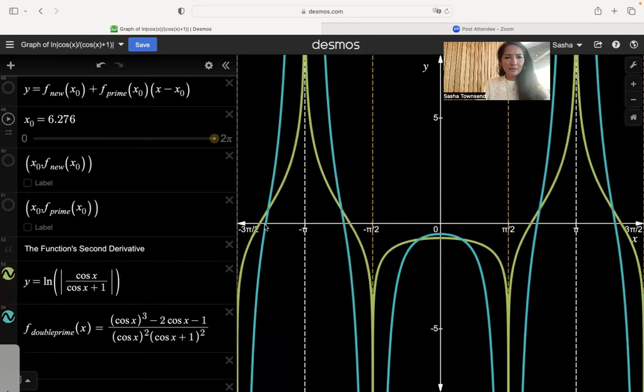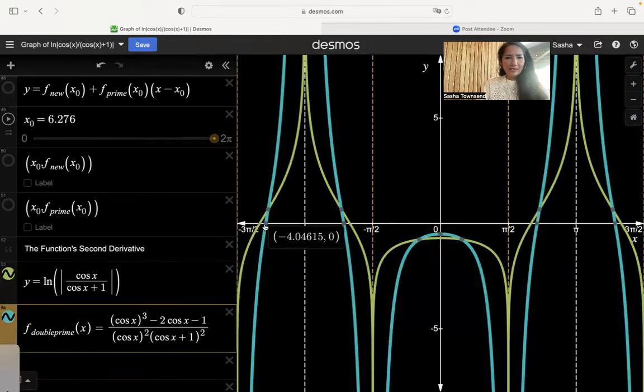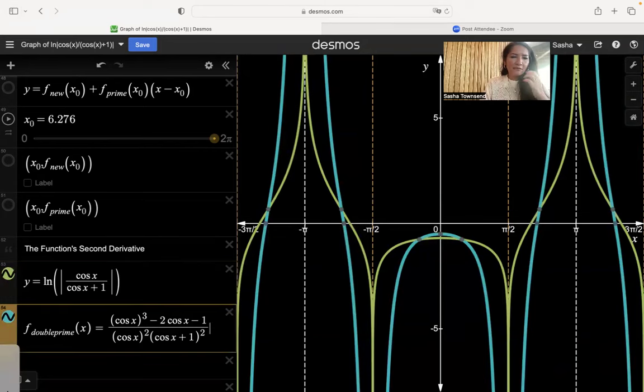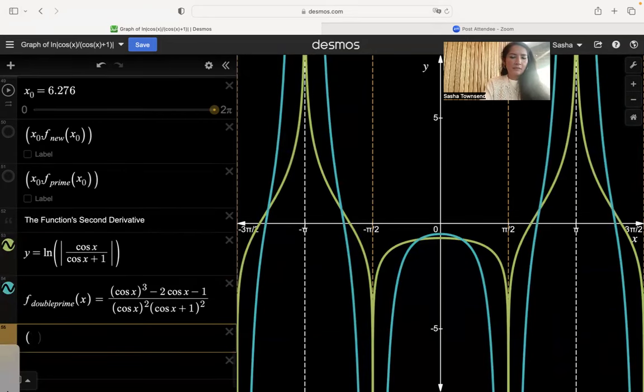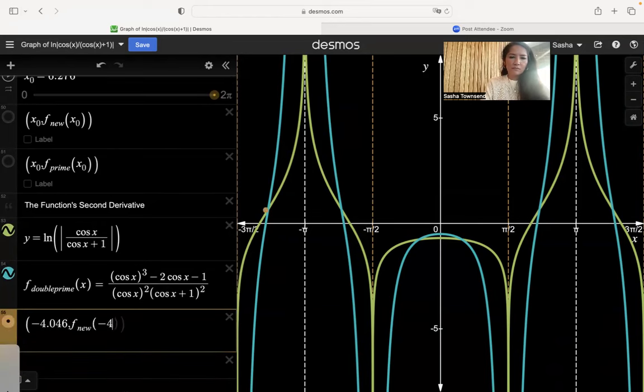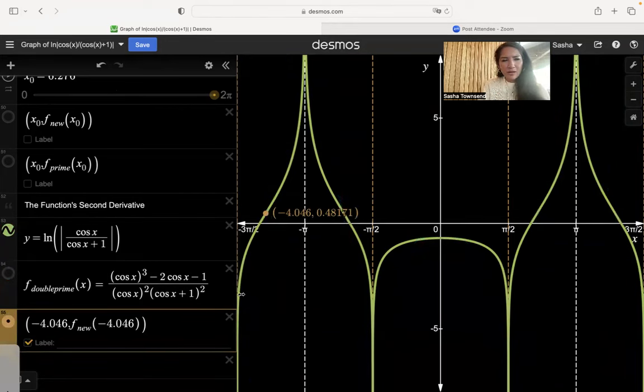So let's evaluate at that point of inflection, that negative 4.05 approximately. I think I called that F nu. I'm going to take negative 4.046, and I'm going to evaluate F nu there. So the graph seems to go from concave down to concave up. I think it does.